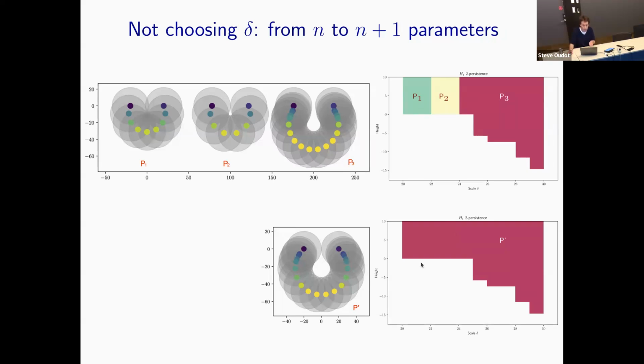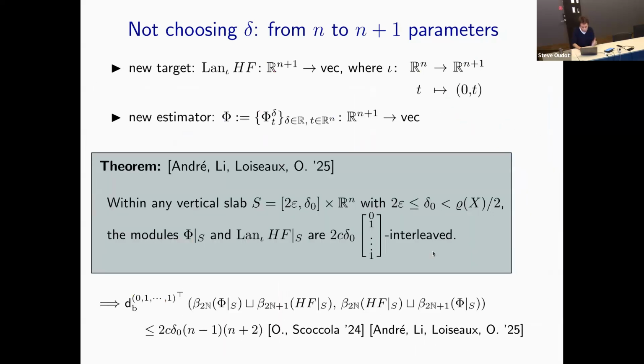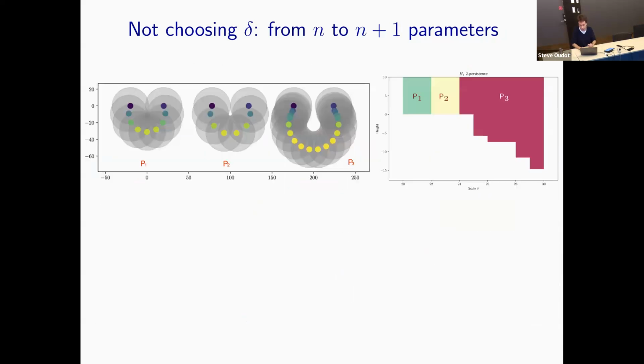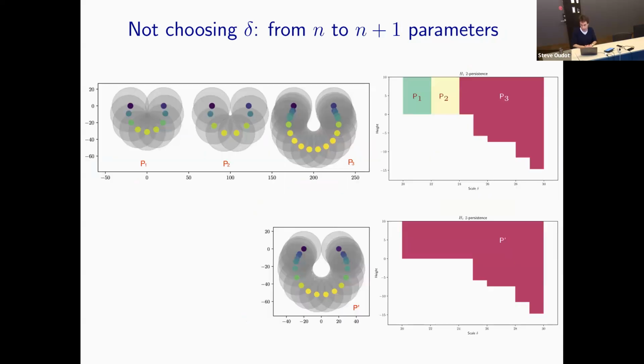If I were only able to say what happens in each individual vertical slice, then I would not be able to discriminate between these two examples. And this result really tells us that the modules that we get should be different in these two examples, and therefore their invariants are actually different as well, and we can discriminate. And with this, I'll stop here.